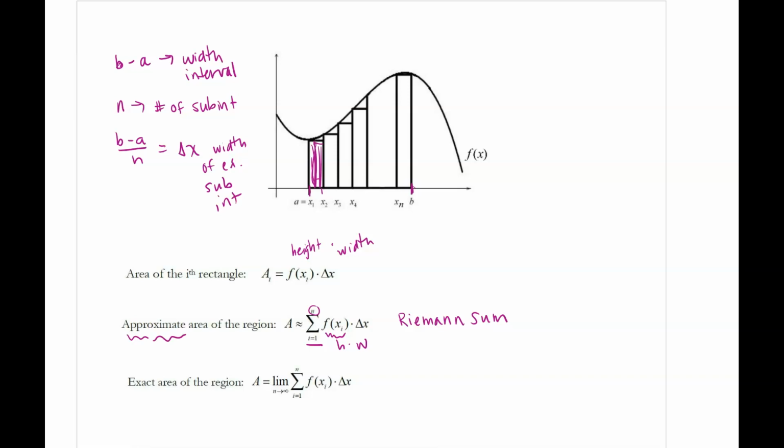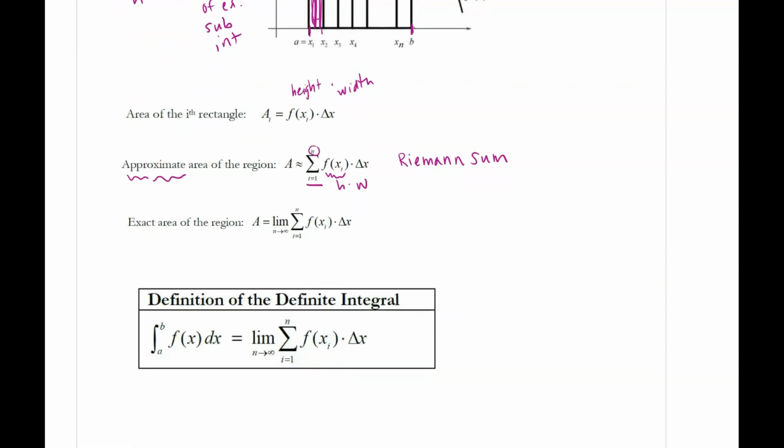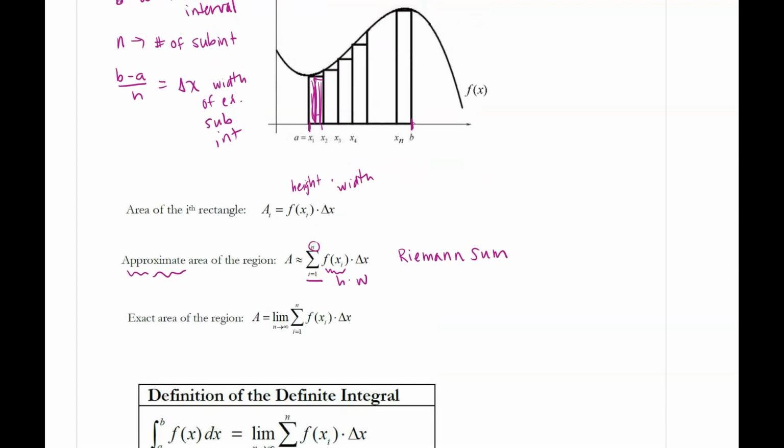All of that is just a geometric understanding. But what makes this calculus is when we then take the limit. If we consider the limit as n approaches infinity, that means that we basically have infinite rectangles and they're infinitely small, or I guess we should say infinitely narrow.